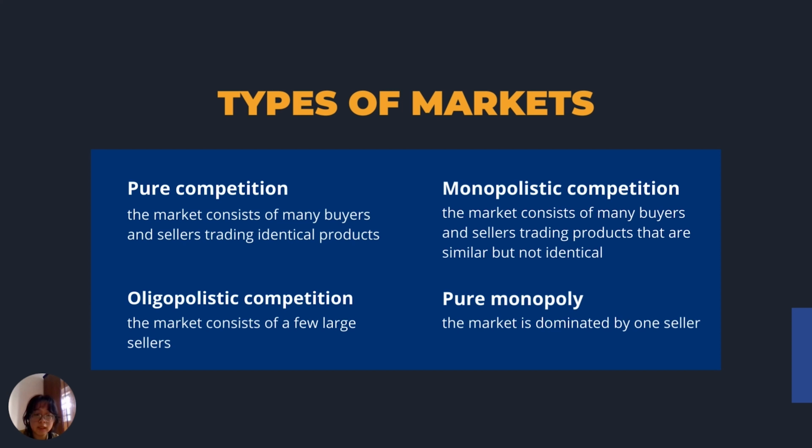In oligopolistic competition, the market consists of a few large sellers. Competition is heightened in such markets, to the point where each seller is alert and responsive to pricing strategies and marketing moves. Then finally, we have pure monopoly, where the market is dominated by one seller. The pricing strategy in pure monopolies is decided by that one seller because there's virtually no competition.